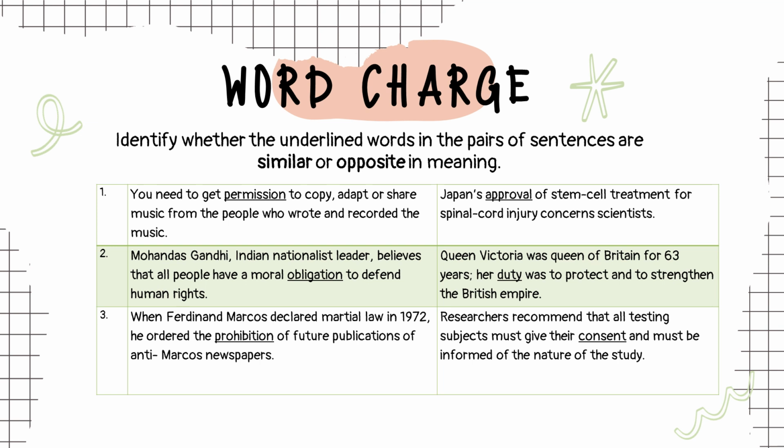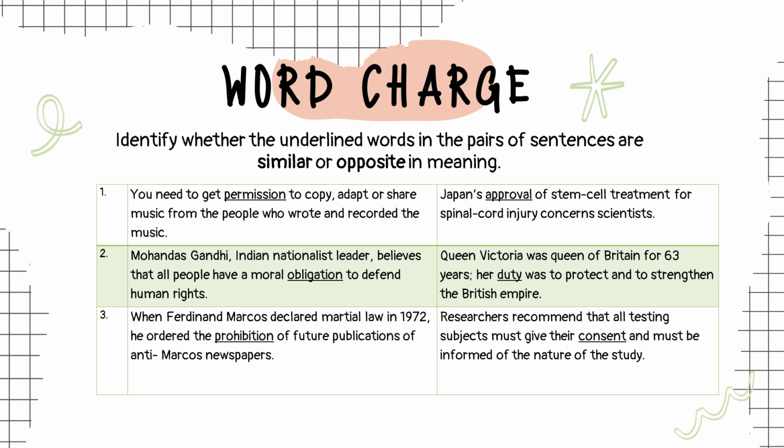Number 2. Mohandas Gandhi, Indian nationalist leader, believes that all people have a moral obligation to defend human rights. Queen Victoria was Queen of Britain for 63 years. Her duty was to protect and to strengthen the British Empire.